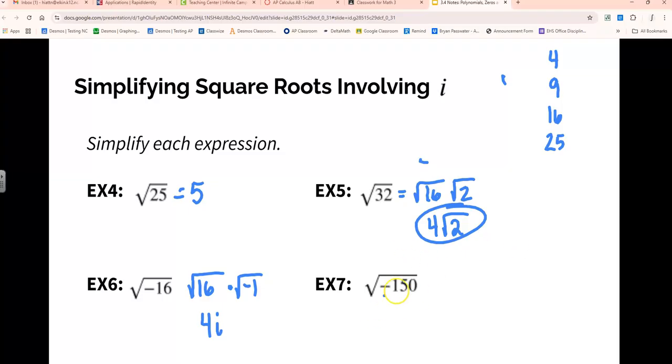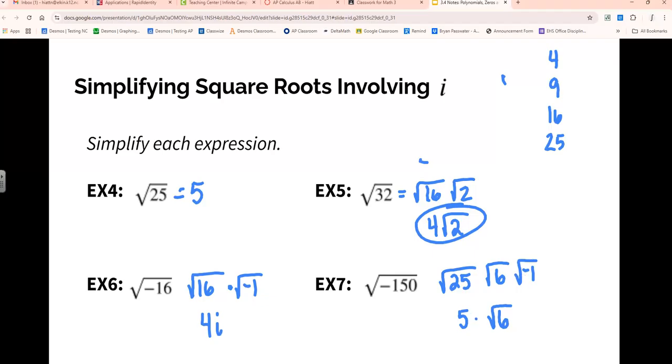25 is going to go into 150 how many times? 6 times. So I'm going to have square root of 25, square root of 6, and then the square root of negative 1. Square root of 25 is 5. Square root of 6, I can't do it, right? There's no number times itself that gives me square root of 6. So I'm going to leave it underneath the square root. And then what's square root of negative 1?